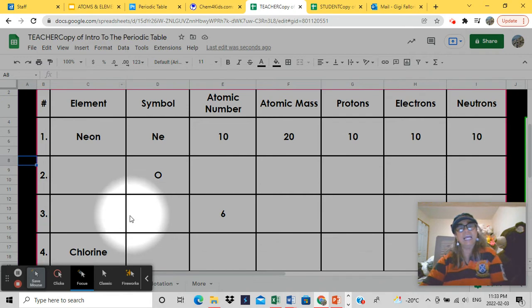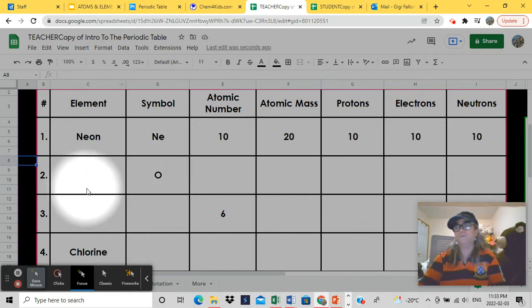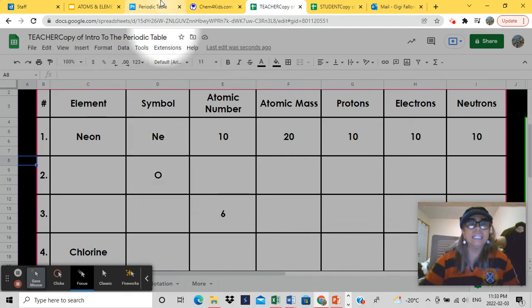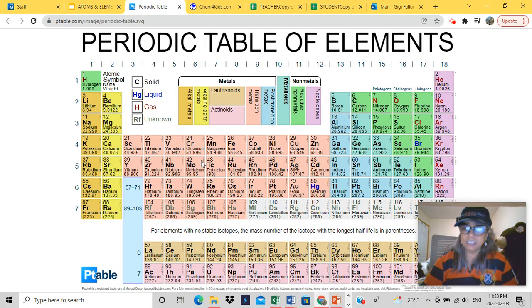Now, interestingly, here's another case of what is given and how do you figure out the rest of the data here. Let's say this time it's O, the letter O. So where is the letter O? So go back to your table, right? You have a copy of this periodic table, a physical copy. So oxygen. Where is oxygen now?